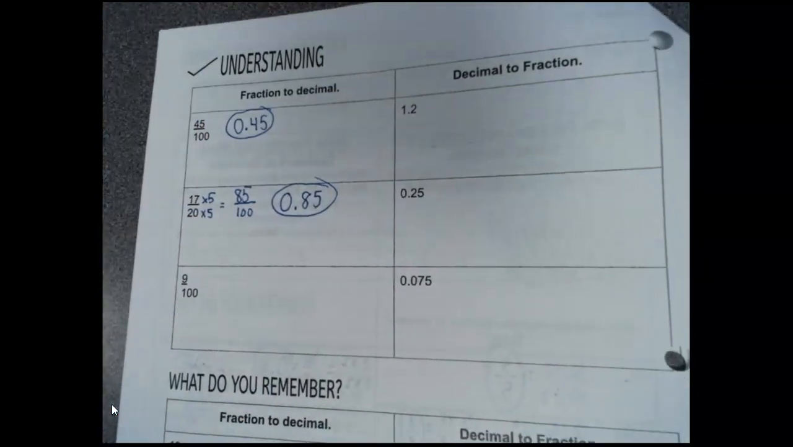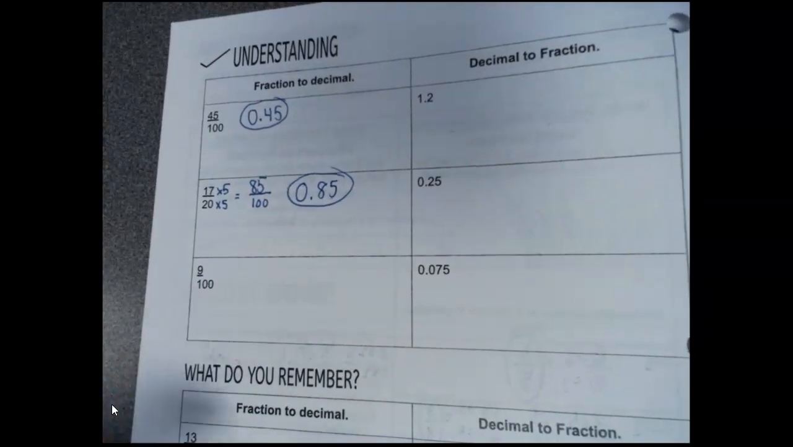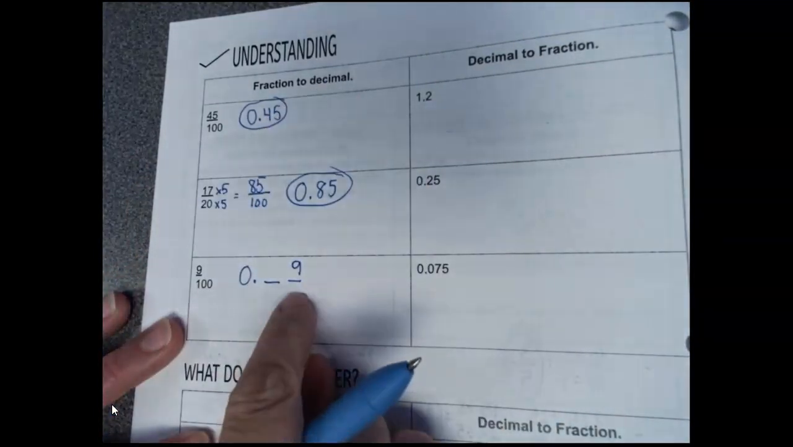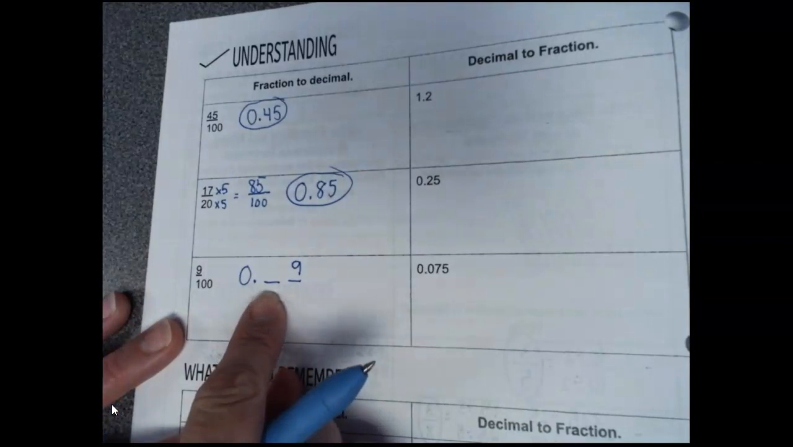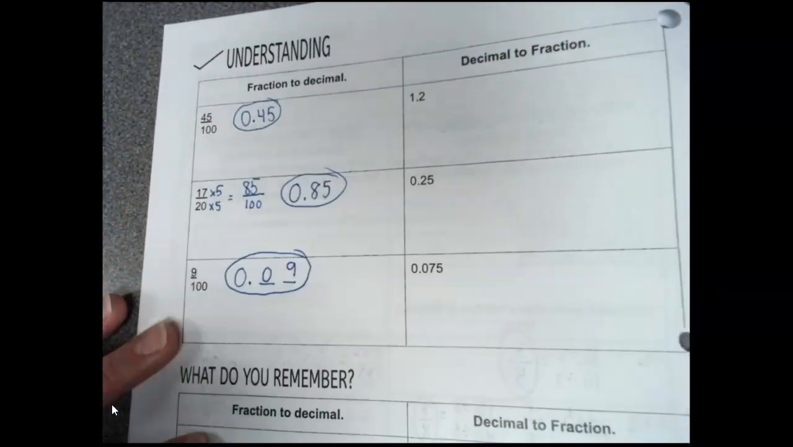This one already has a place value, 9 over 100. To do that, we need to make sure that the 9 falls right here in the hundredths place. If you put it right here, it's in the tenths place. So we just put a 0 right in front of it, and that's our answer.